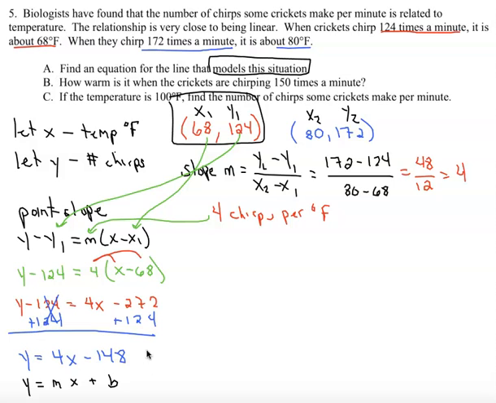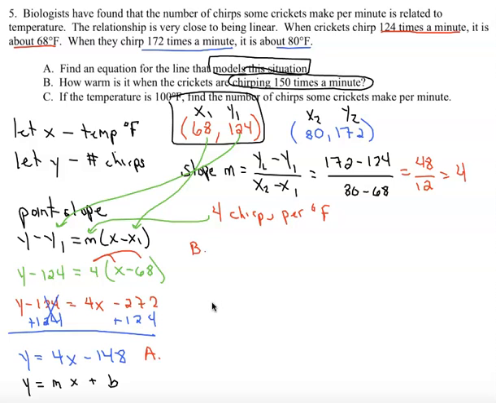Okay. So here's the next question. That was part A. Part B says, how warm is it when the crickets are chirping 150 times per minute? Well, if I go back into my definitions, what does x represent? x is my what? Temperature or chirps? Yep. x is my temperature. y is my chirps.